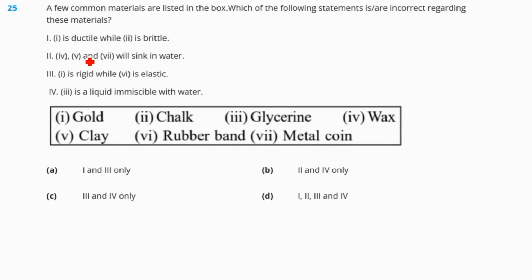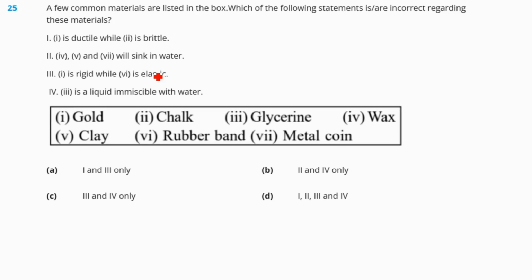Question number 25. A few common materials are listed in the box. Which of the following statements is or are correct regarding these materials? Gold, chalk, glycerin, wax, clay, rubber band, and metal coins. 1 and 2: 1 is ductile, while 2 is brittle. We have to find the incorrect one.